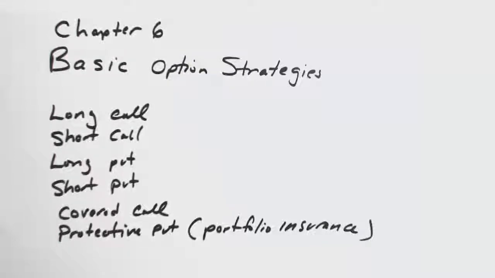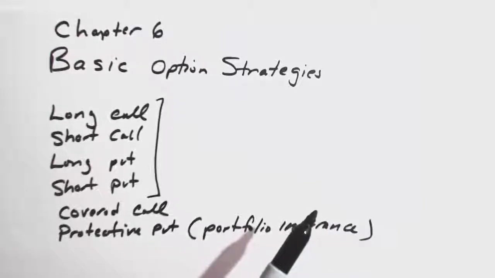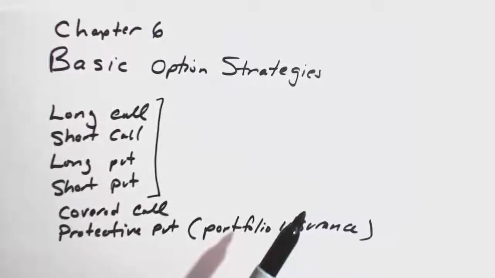Welcome to Chapter 6, Basic Option Strategies. We're going to be looking at the payoffs and profits associated with the building blocks of financial engineering. The building blocks are these first four items listed here. It's a long call, long put, and short put. Those are the building blocks.